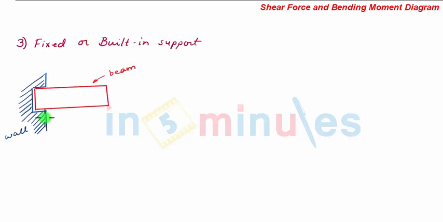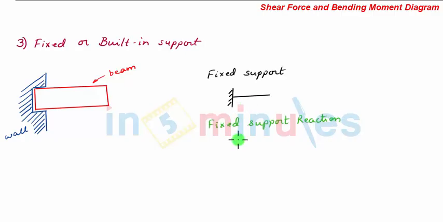The third kind of support is called as fixed or built-in support. So as you can see in this figure, this is a beam which goes inside the wall, which is a fixed support. Hence this kind of support is called as fixed support or built-in support. Fixed support is denoted as shown in a figure. And fixed support reactions are a vertical support reaction V, a horizontal support reaction H, and a couple or moment M such that the beam cannot rotate about Z direction.